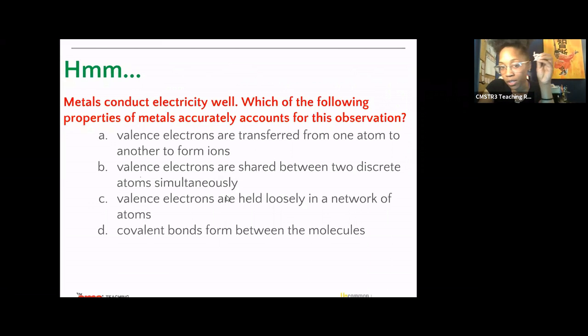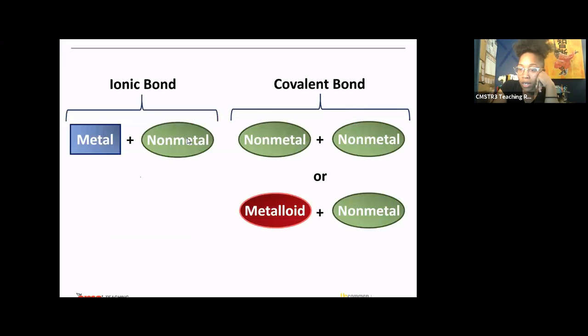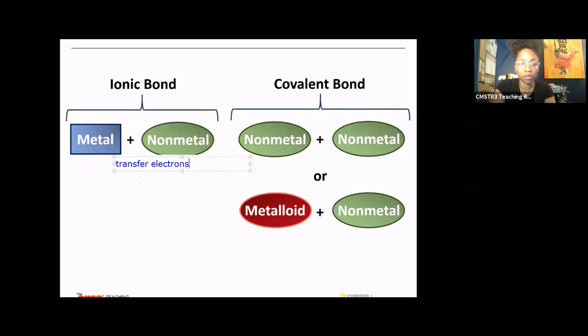In order to answer this question effectively, you have to know a couple definitions, because A, B, C, and D are giving you the definitions of some of the bonds. On your periodic table, you have metals, nonmetals, and a couple things called metalloids, which are metals and nonmetals kind of mixed together. When you have a metal and a nonmetal together, you form an ionic bond. This involves a complete transfer of electrons. Ionic bond means the metal is going to give away its valence electrons to the nonmetal.